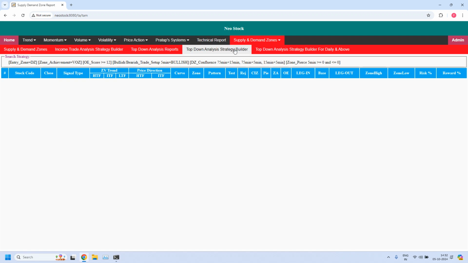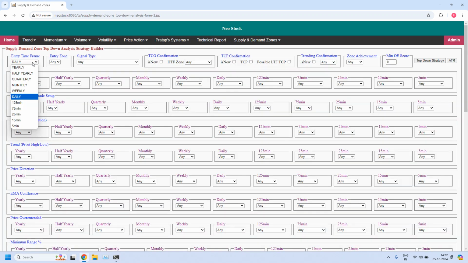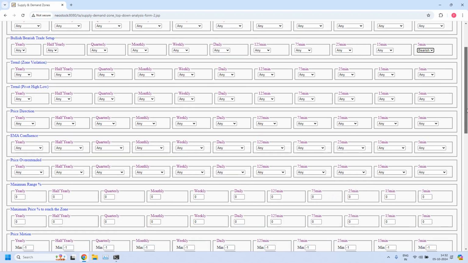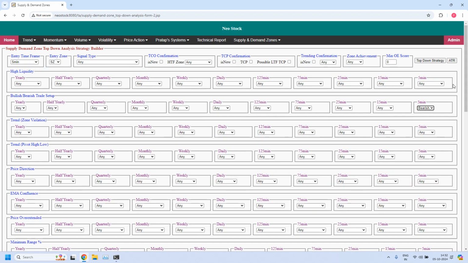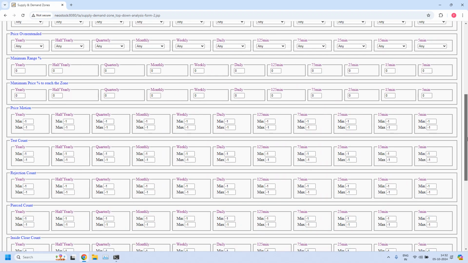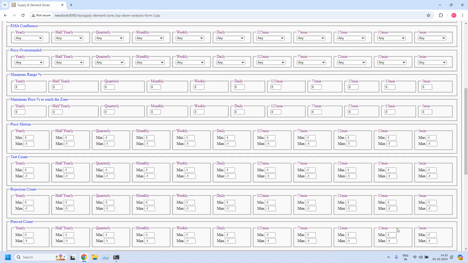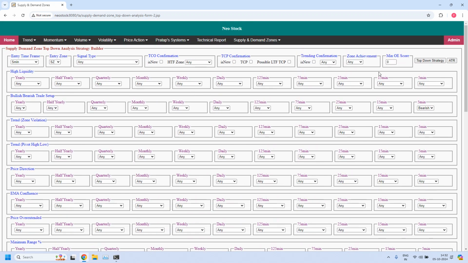Okay, next, bearish trade setup for hourly income trade. Entry time frame is 5 minutes. Entry zone is supply zone. In bullish or bearish trade setup at 5 minutes, I am selecting bearish, and the 5 minutes supply zone should not be pierced. So in the pierced count, at 5 minutes time frame, I am setting minimum value 0, maximum value 0. Zone achievement violated, opposing zone, minimum odd enhancer score 12. All the 3 filters are applied to 5 minute supply zone.